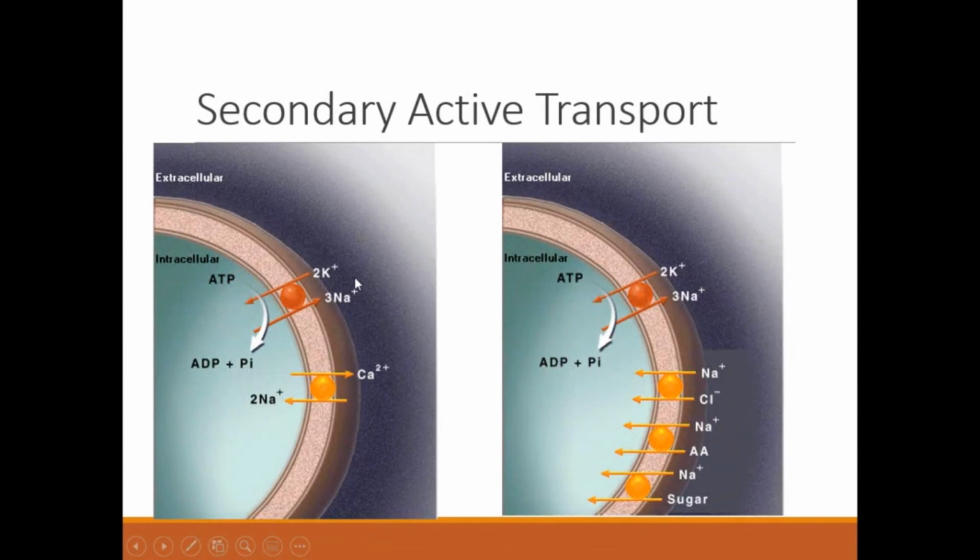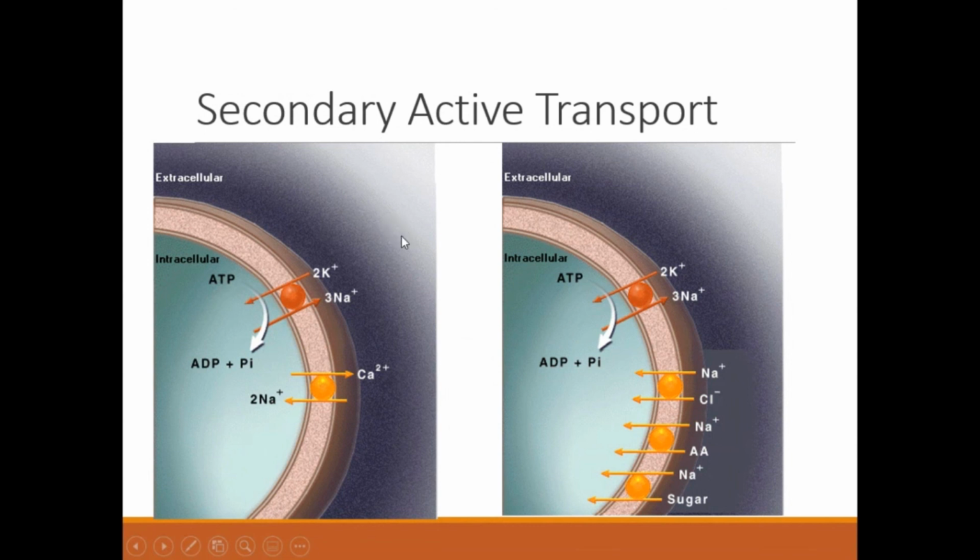So here on the left, let's look at this scenario first on how we can use the efforts of the primary to drive the secondary. The red transporter on the left is your primary active transporter, your sodium-potassium pump. You're using ATP, breaking it down, pumping sodium out and potassium in. And we're going to create a concentration gradient of sodium on the outside and a concentration gradient of potassium on the inside.